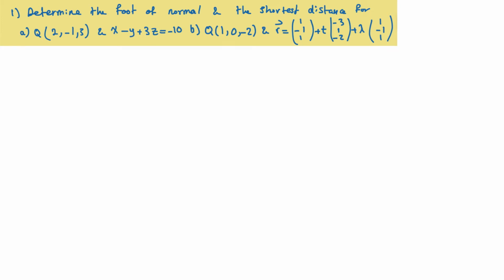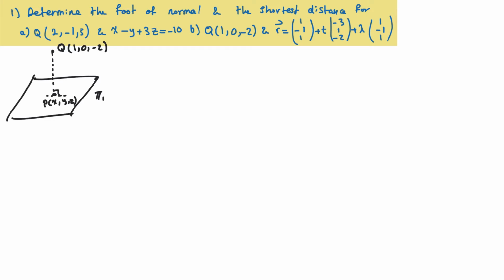For part B of the question, we have the same situation. We got a plane. I'm going to call this plane 1. And we have our point Q, which is (1, 0, -2) in terms of its coordinates. We need to find the equation of the line here that connects Q and P.